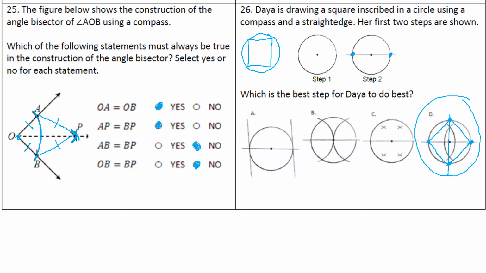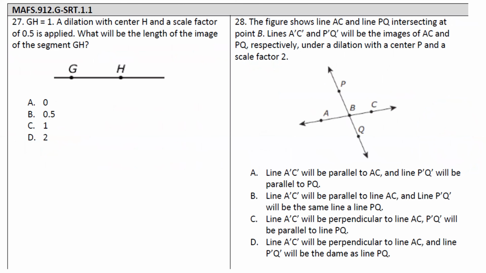All right. The next few are talking about similar figures and dilations and scale factors. So in 27, we have GH is 1, and a dilation with a center H and a scale factor of 0.5 is applied. What is the length of the image of segment GH? So what is the image going to look like? Well, if we know that this original image is 1, all we're doing with our scale factor is multiplying. So times 0.5 gives us 0.5. Our answer is B.